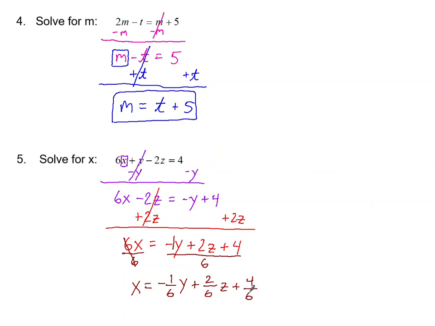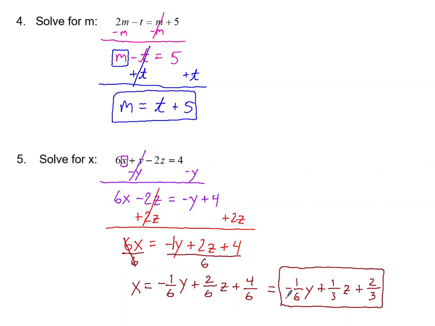Now these two fractions can actually reduce, so I would want to do that. Negative 1/6 y cannot reduce, so I'll write it as negative 1/6 y. 2/6 becomes 1/3, so I'm going to write positive 1/3 in front of the z. And then 4/6 becomes 2/3, so there's 2/3. And that's it. I solved for x, and I got this big expression with 3 fractions, and that's all I needed to do.